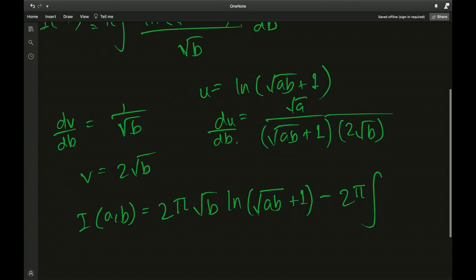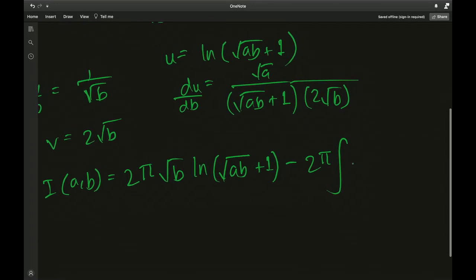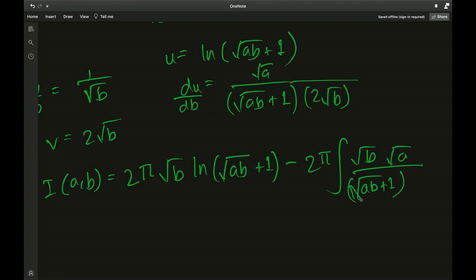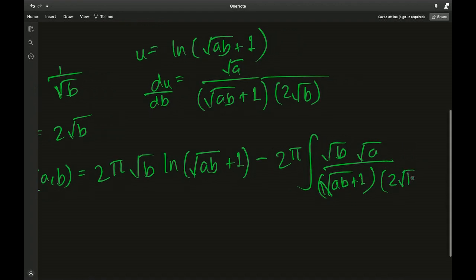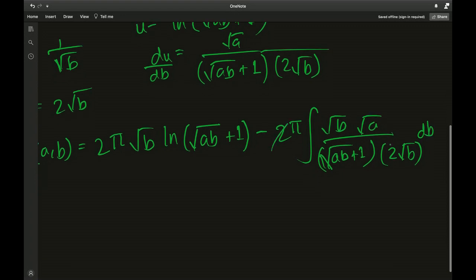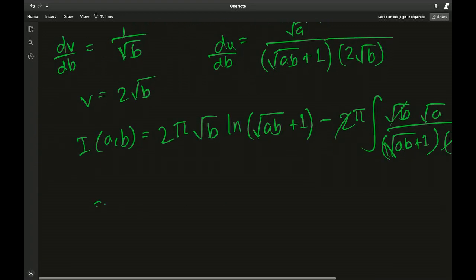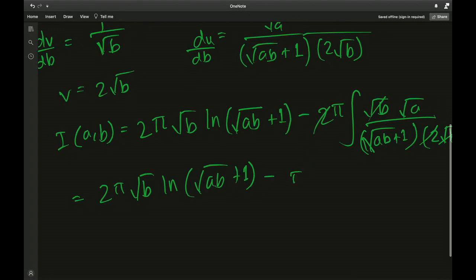this guy times V, the du over dB times V, in an integral of square root B square root A over square root AB plus 1, but that's still multiplied with 2 times square root of B. We have some cancelling factors: 2 pi square root B natural log of square root AB plus 1 minus pi times square root of A dB over square root of AB plus 1.